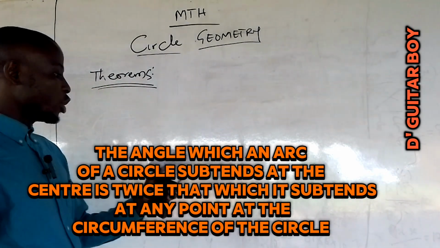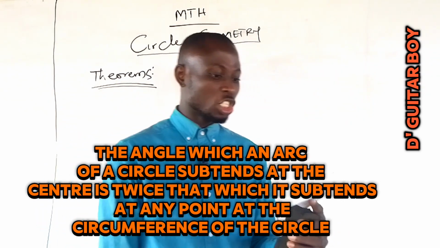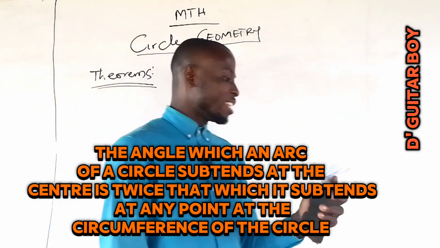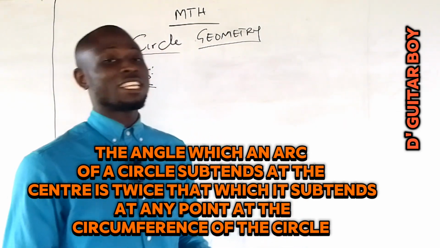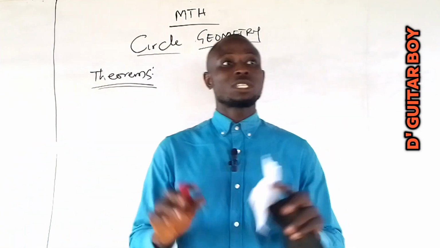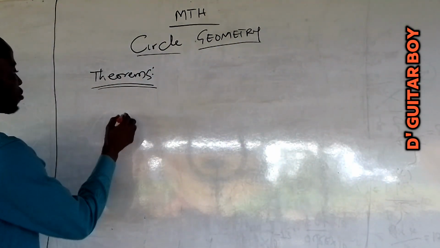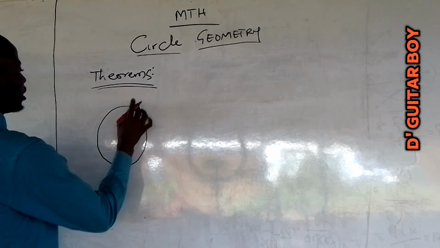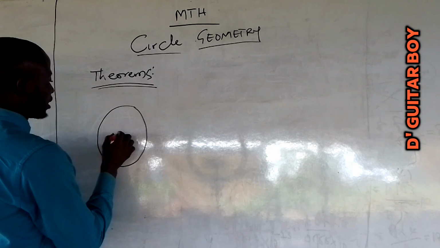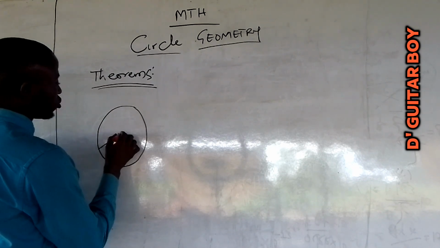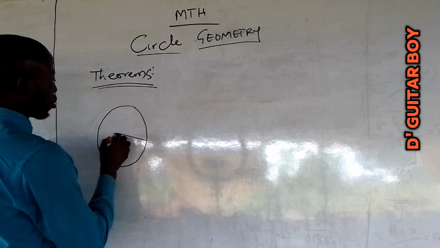It says the angle which an arc of a circle subtends at the center is twice that which is subtended at any point on the remaining part of the circumference. That is, the angle subtended at the center is twice that of the angle subtended at any part of the circumference. What does that mean? If you have a circle like this, this is the midpoint, then you draw a line from here to there and you draw to the circumference, then this is the angle subtended at the arc.